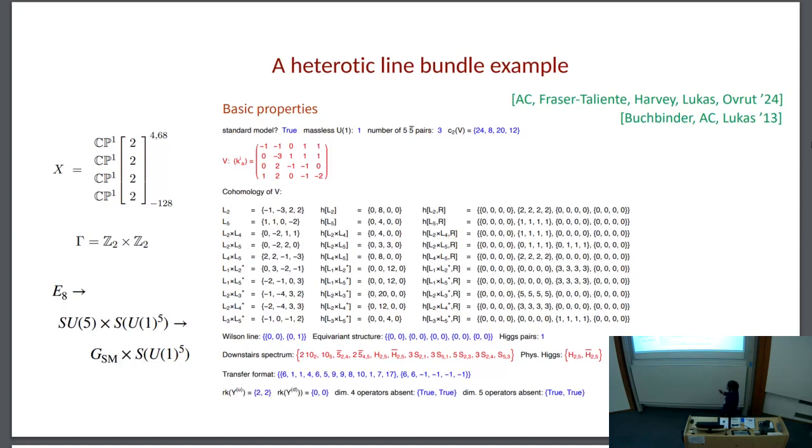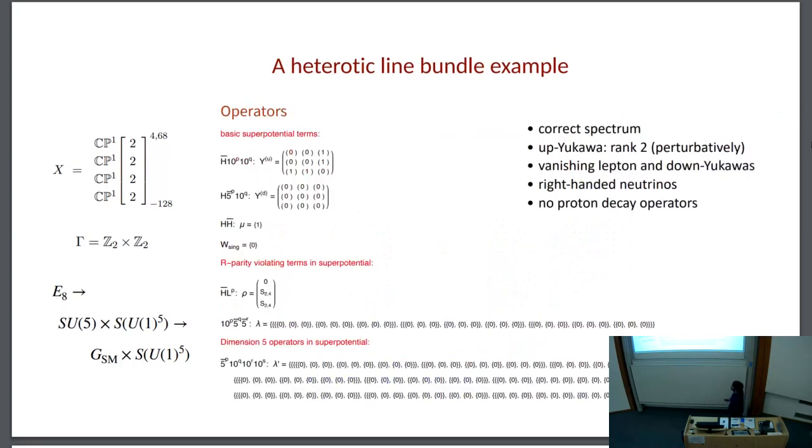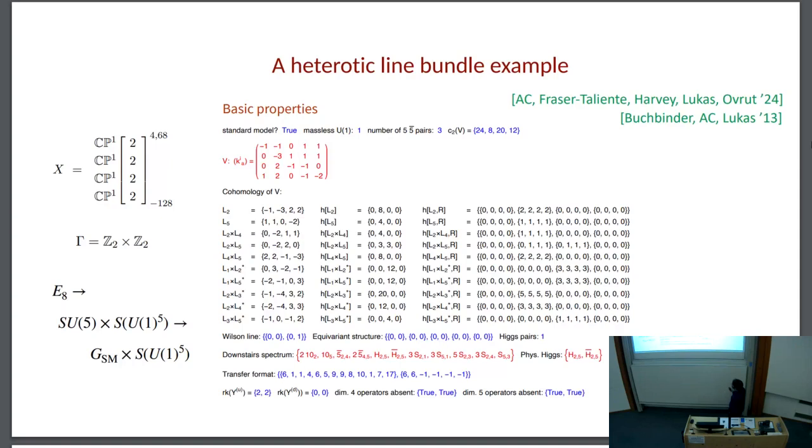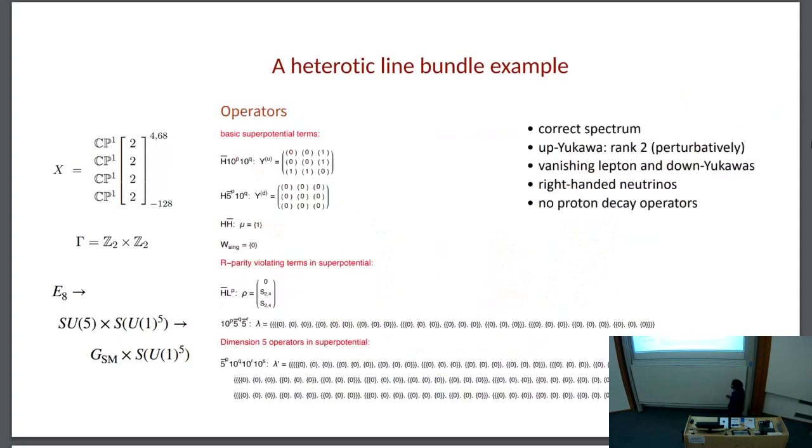And this is the model where we computed Yukawa couplings, and this is what I'll discuss at the end of the talk. So in the first step, you compute cohomology, you find what the spectrum is. In the second step, you look at the operators in the superpotential. And there is an up Yukawa coupling of rank 2 in this model. So at perturbative level, it has rank 2. You can hope that at non-perturbative level, it will have rank 3. And down Yukawa couplings are vanishing perturbatively, and there are no lepton Yukawa couplings in this model.